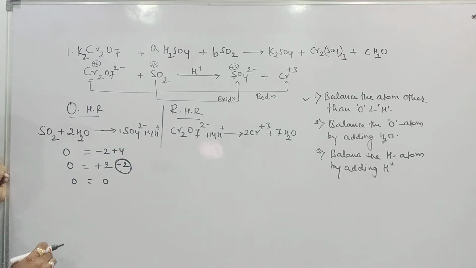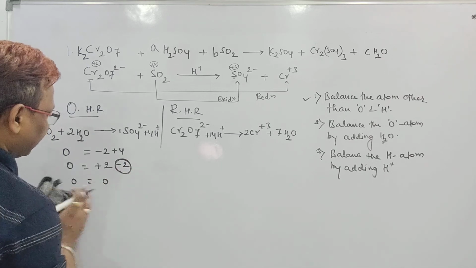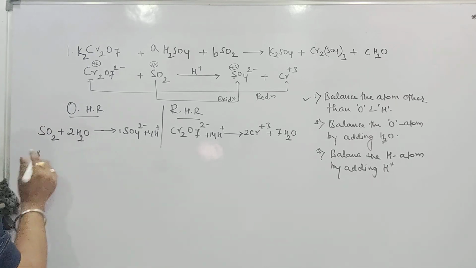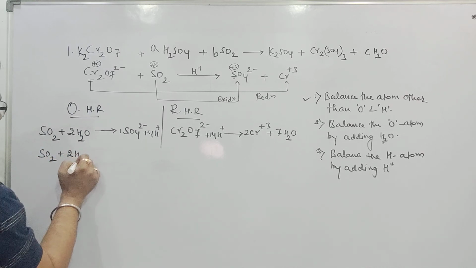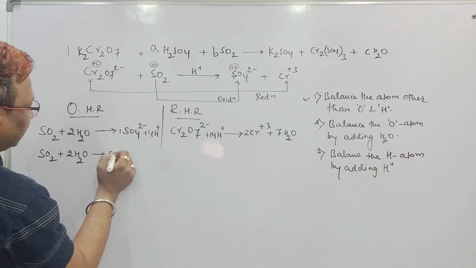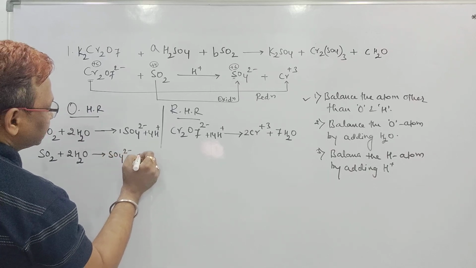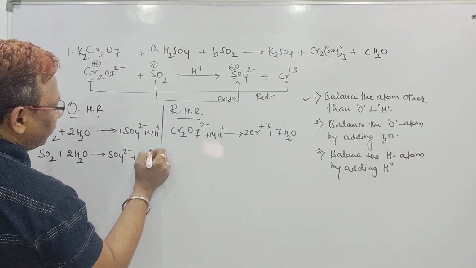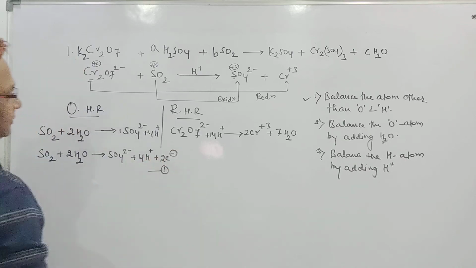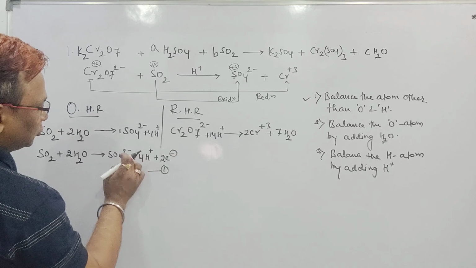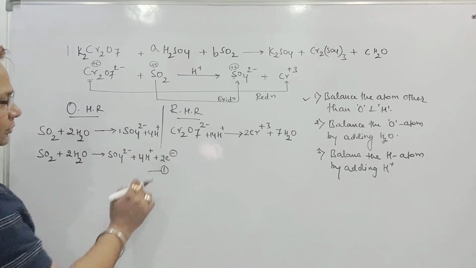Product side. So as we are adding the electrons on the product side, we can write it this way, beta. Here 2 electrons on the product side means this reaction should be written in this way: SO2 plus 2H2O gives SO4 2 minus, plus 4H plus, plus 2 electrons. This is reaction 1. See beta, minus 2 minus 4 plus 4 is 0.